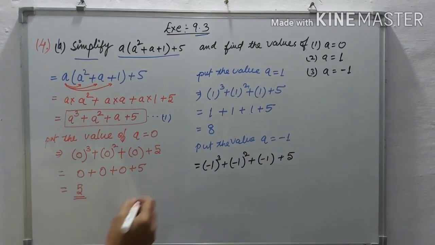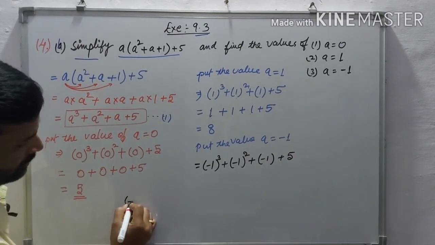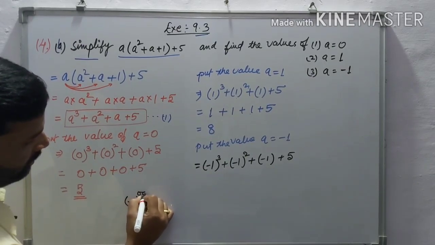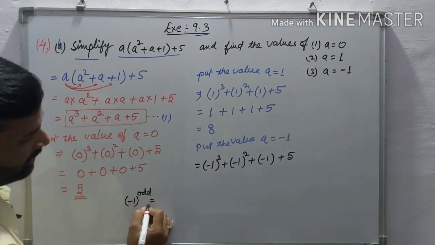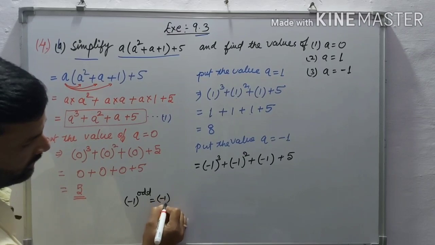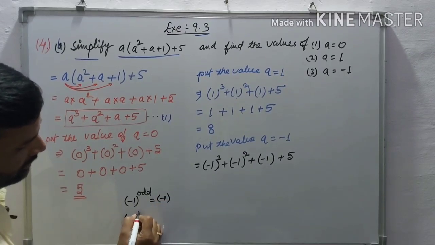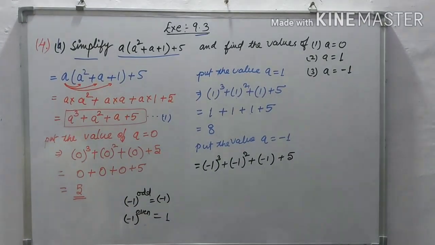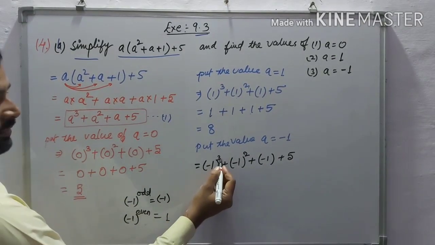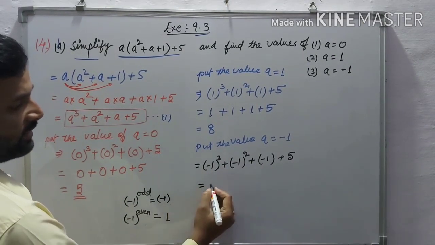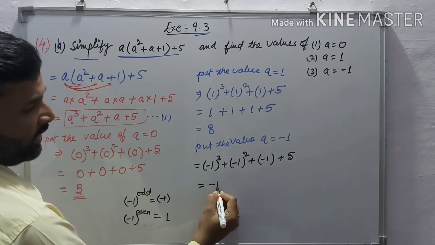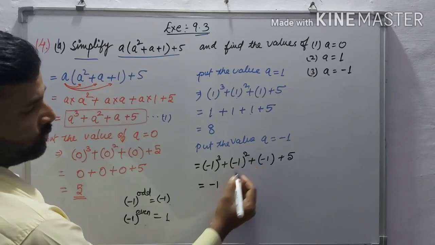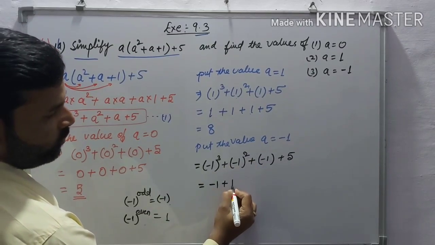Okay, here is the rule of power, expand it: minus 1 to the power of an odd number gives the answer minus 1, and minus 1 to the power of an even number is equal to only 1. So here, minus 1 power of 3 means the final answer is minus 1. Here minus 1 power of 2, an even power, means the answer is 1.